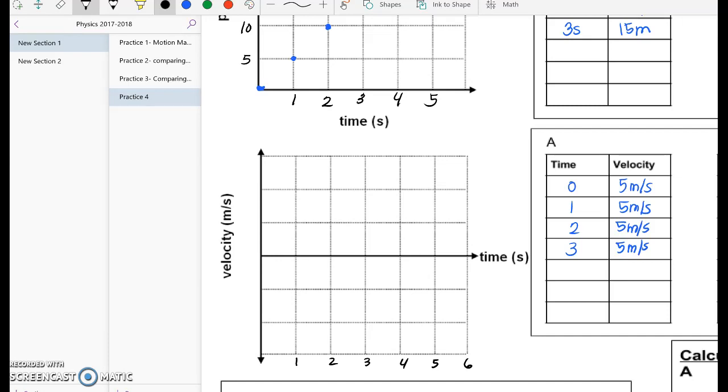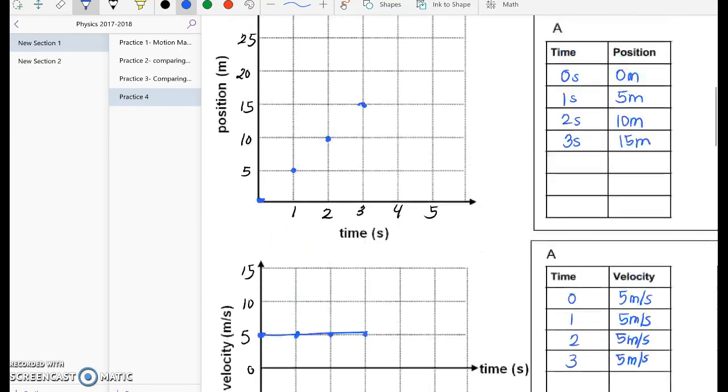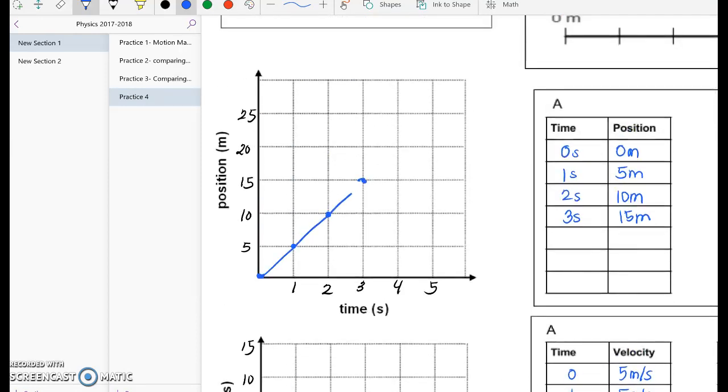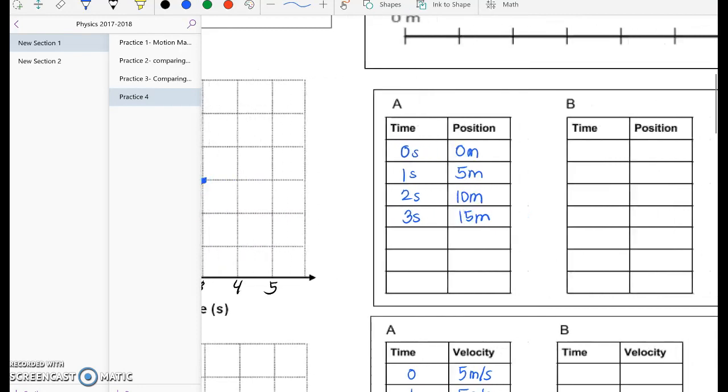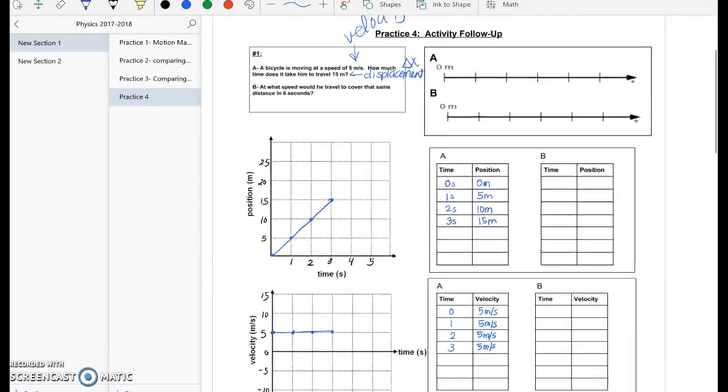We'll do, I guess, 5, 10, 15, -5 here, -10, -15, and this will always be 0. And at 0 seconds, he was traveling at 5 meters per second. At 1 second, he was traveling at 5 meters per second, 2, and 3. So then he gets a straight line through here. So by now, this is what our worksheet kind of looks like.